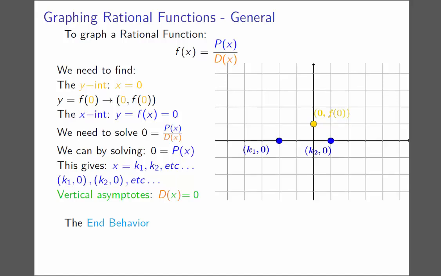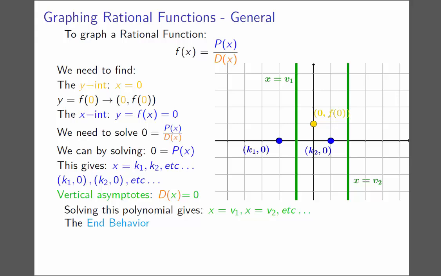Now, for the vertical asymptotes, we look when the denominator d of x is 0. Again, this is a polynomial, and we know how to solve polynomials. Doing this gives our vertical asymptotes x equals v1, x equals v2, and so on, which again we can put on our graph. Now the last thing we need to understand is the end behavior.